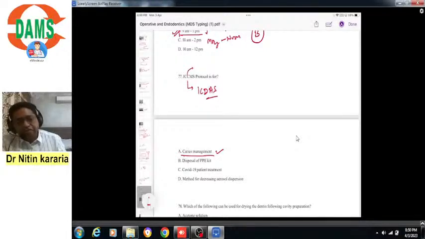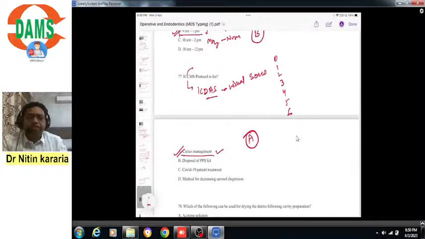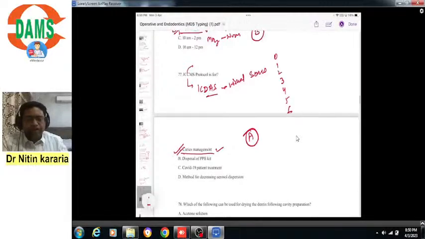There are some visual scores. Visual scores are 0, 1, 2, 3, 4, 5 and 6. 0 through 6 are the scores given, and these scores basically indicate the severity of caries from minimum to the maximum. So definitely this is used for caries management. Answer to this question would be A. Moving over to the next question.